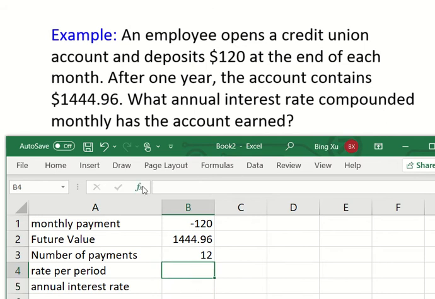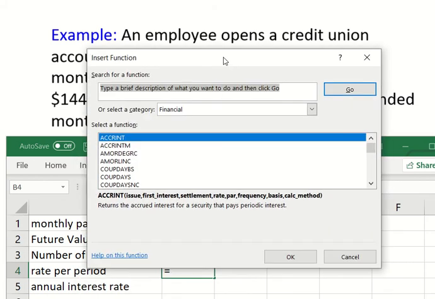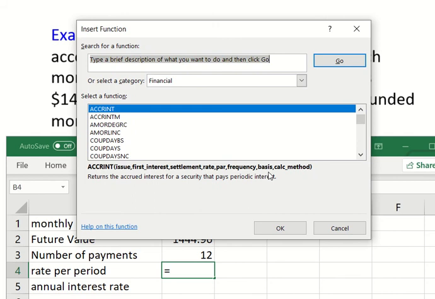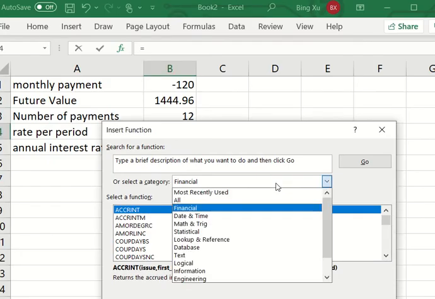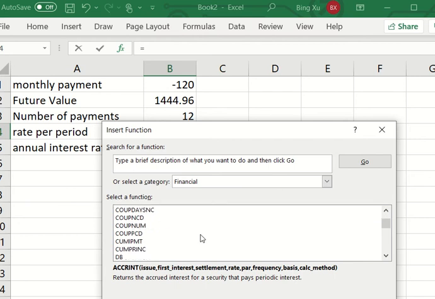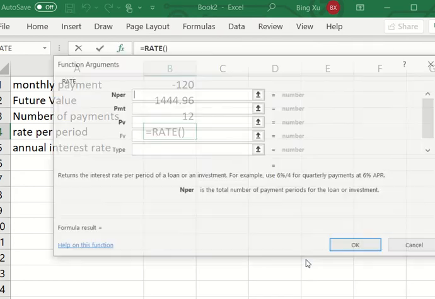Okay, so I'm going to click the function button. Alright, so under the category of financial, let's find the function of rate, because we're looking for the rate per period first. So see right here, it says it gives you the interest rate per period, so that's what we're looking for here. So I'll click OK here.